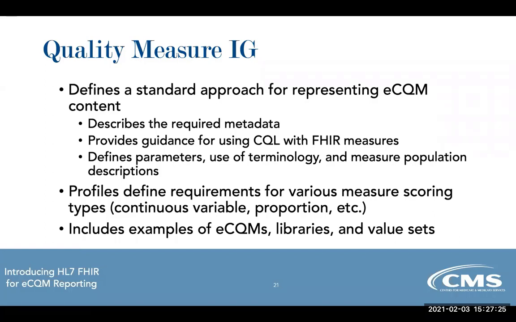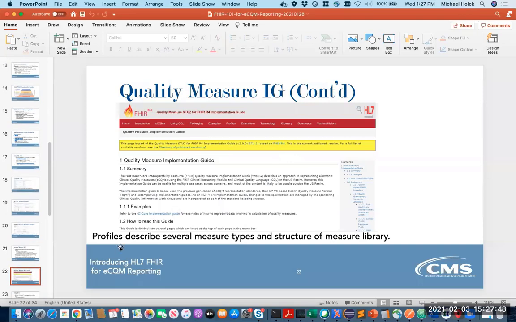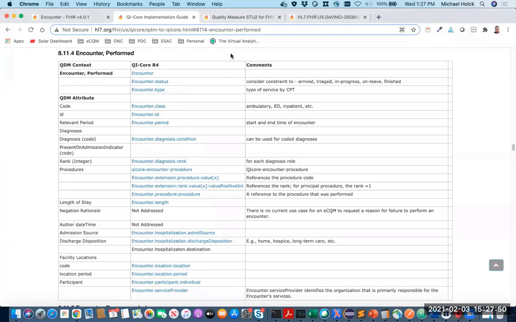It defines the parameters, the use of terminology, measure population descriptions. It has a few profiles that define requirements for various measure scoring types, such as continuous variable, proportion. And it includes examples of eCQMs, libraries, and value sets. So I'll jump there real quick as well.